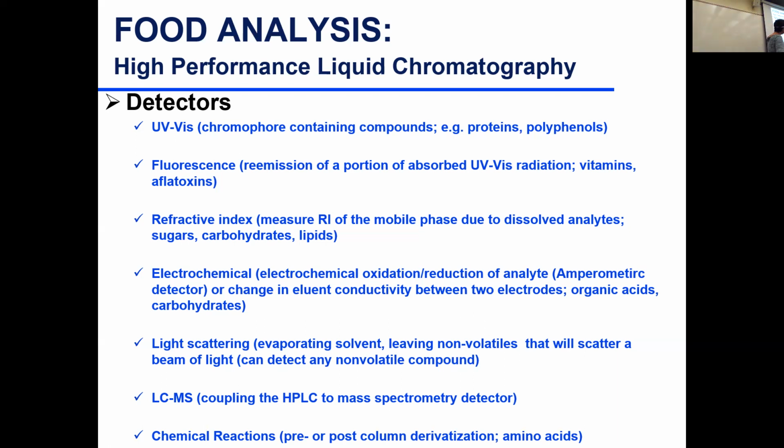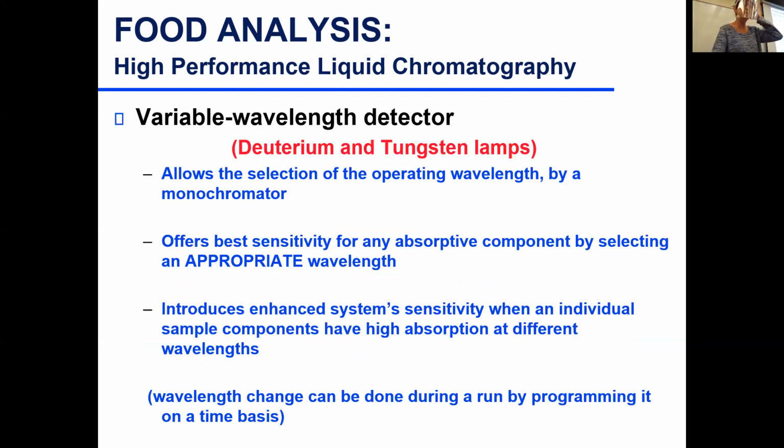So to explain the different types of detectors, I'll go into the very common, simple detector. We call it the variable wavelength detector. In the variable wavelength detector, basically you have sources of light. The sources of light are usually a deuterium lamp, which provides light in the UV range, and then a tungsten lamp that provides light in the visible range.